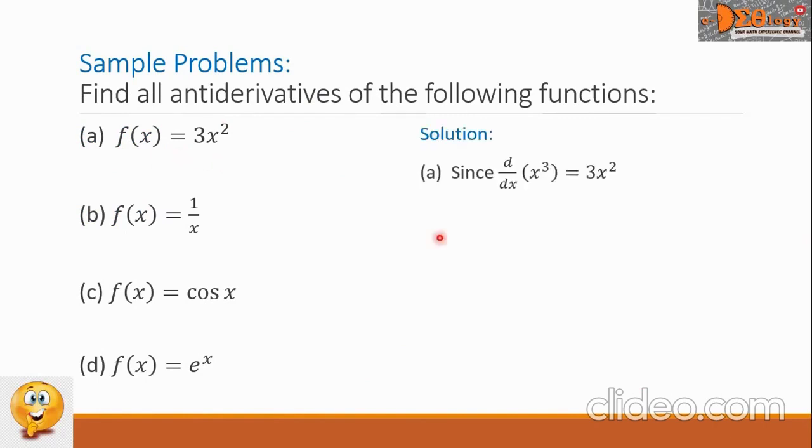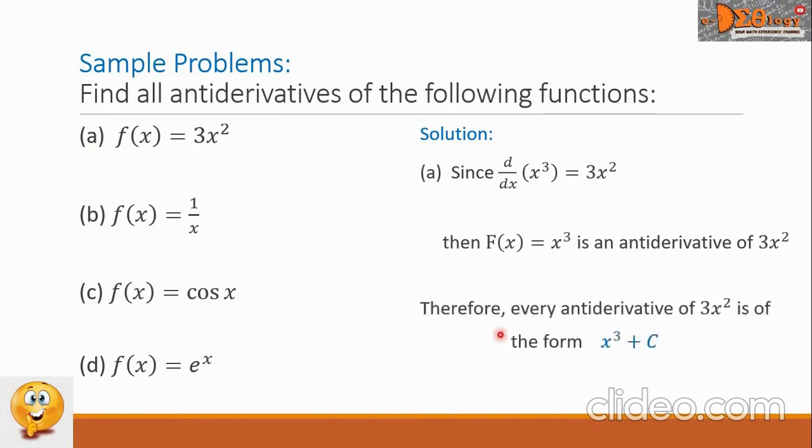For our solution, we know that the derivative of x cubed is equal to 3x squared. Then, capital F of x is equal to x cubed is an antiderivative of 3x squared. Therefore, every antiderivative of 3x squared is of the form x cubed plus c. So our final answer here is capital F of x is equal to x cubed plus c.